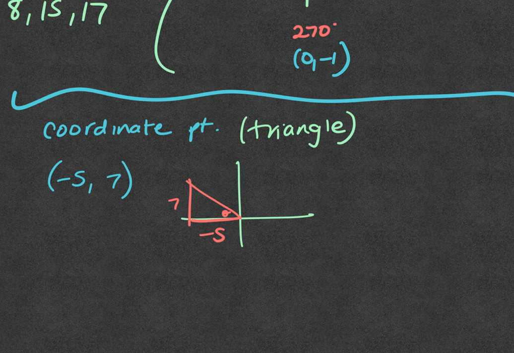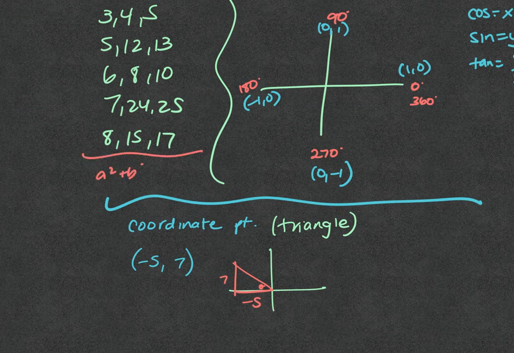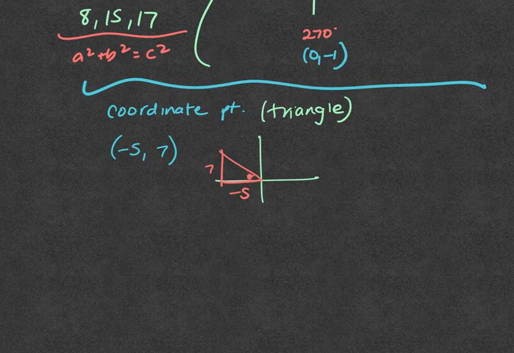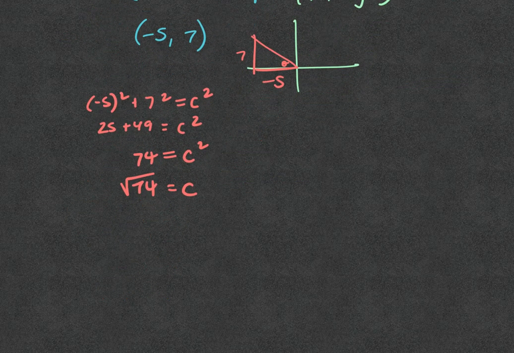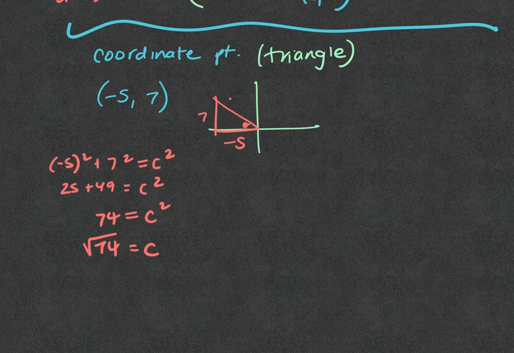5 and 7 is not a triple, so I would then use the Pythagorean theorem, which is also something you need. A squared plus b squared equals c squared, where c is the biggest, or the hypotenuse. So I would get (-5) squared plus 7 squared equals c squared. The negative goes in parentheses because it's going to go away. 25 plus 49 equals c squared. C squared is 74. C is the square root of 74, which doesn't go anywhere. So it's going to stay just like that. And the radius is always positive.